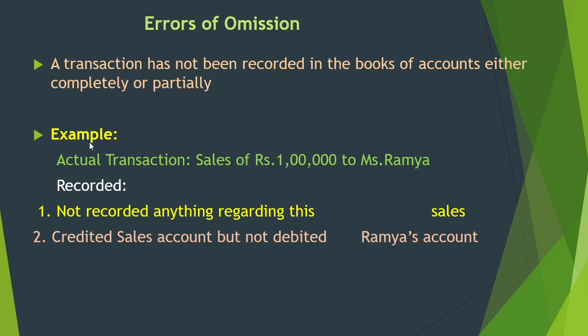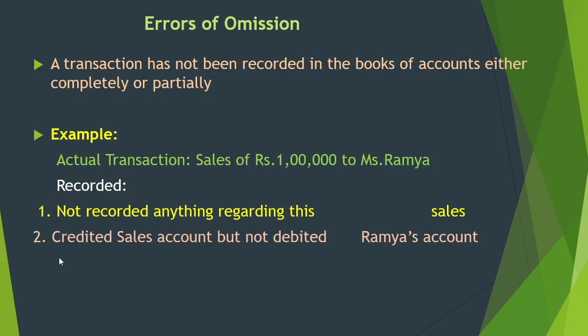So here, take an example. The actual transaction is sales of rupees 1 lakh to Miss Ramya. What they recorded is nothing regarding this sale. In that situation, it is errors of omission completely, because they forgot to record the entire transaction.